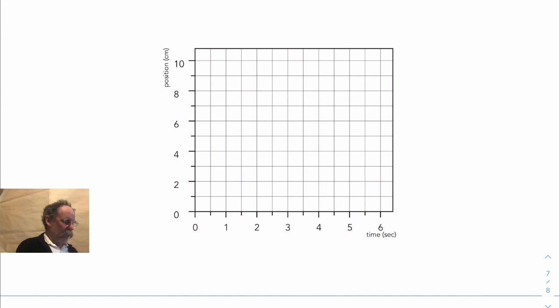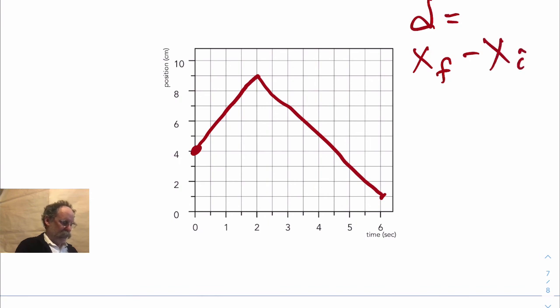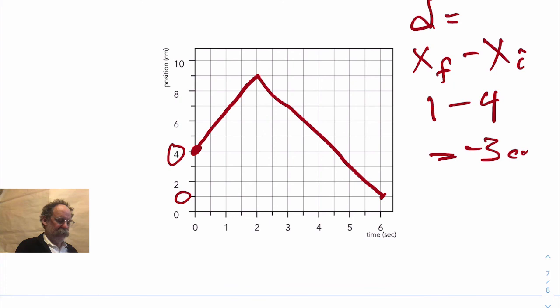I'm going to go straight to a harder one. What if I start here and I go from here to here? Okay, well, the displacement, again, is the final position minus the initial position. The final position was 1. The initial position is 4. So I'm going to go 1 minus 4. The displacement is negative 3 centimeters.